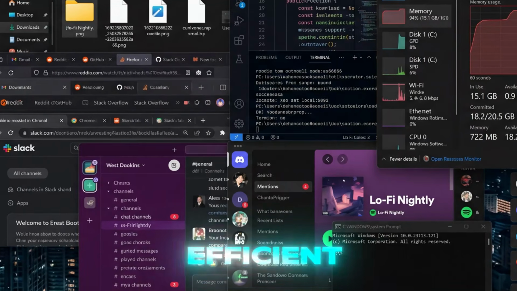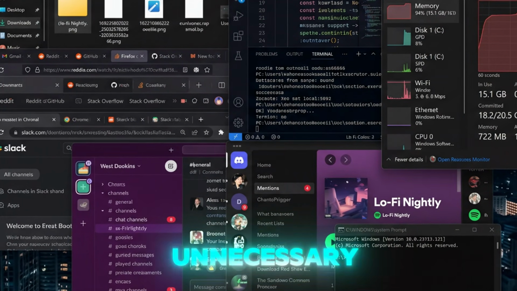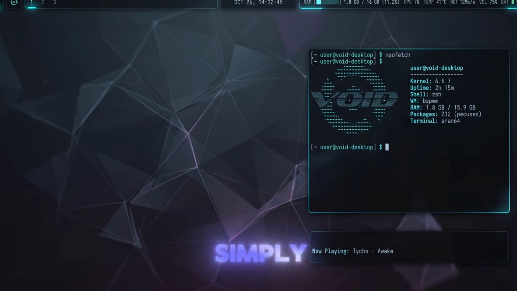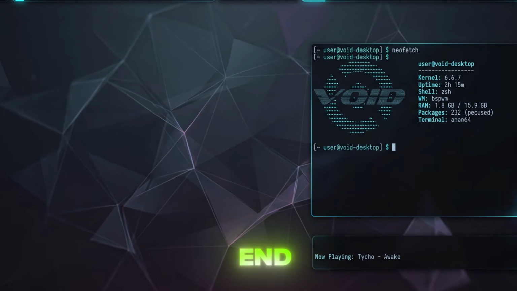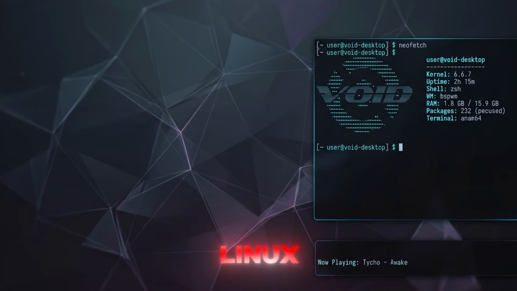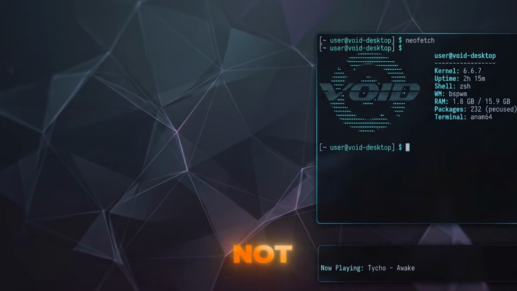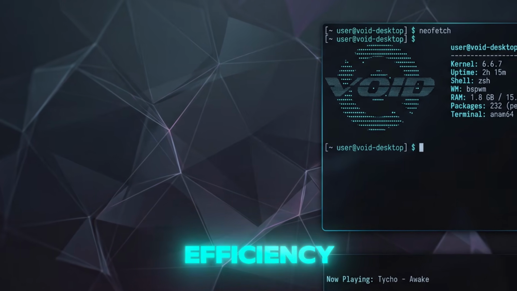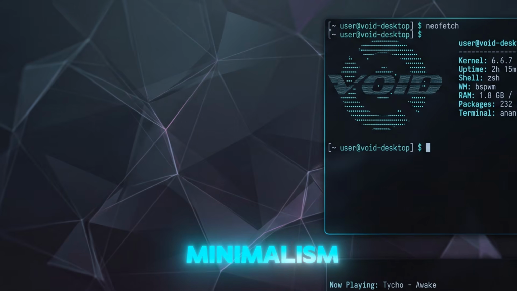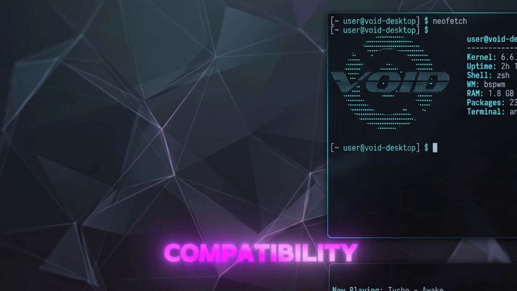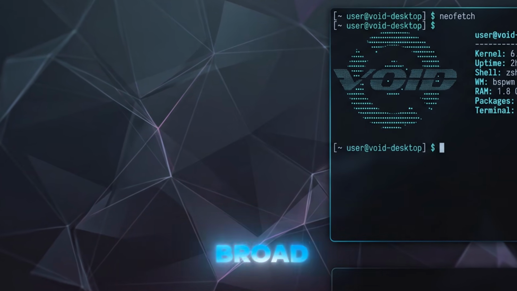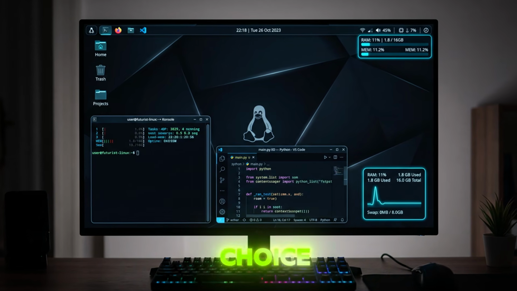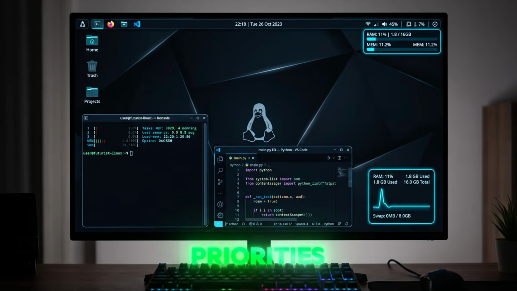Switching to a more efficient operating system, removing unnecessary software, and understanding how your system works can make a bigger difference than simply adding more RAM. In the end, the comparison between 4GB Linux and 16GB Windows is not just about memory, it's about philosophy. Linux focuses on efficiency, control, and minimalism. Windows focuses on compatibility, convenience, and a broad ecosystem. Both have their strengths and weaknesses, and the best choice depends on your specific needs and priorities.